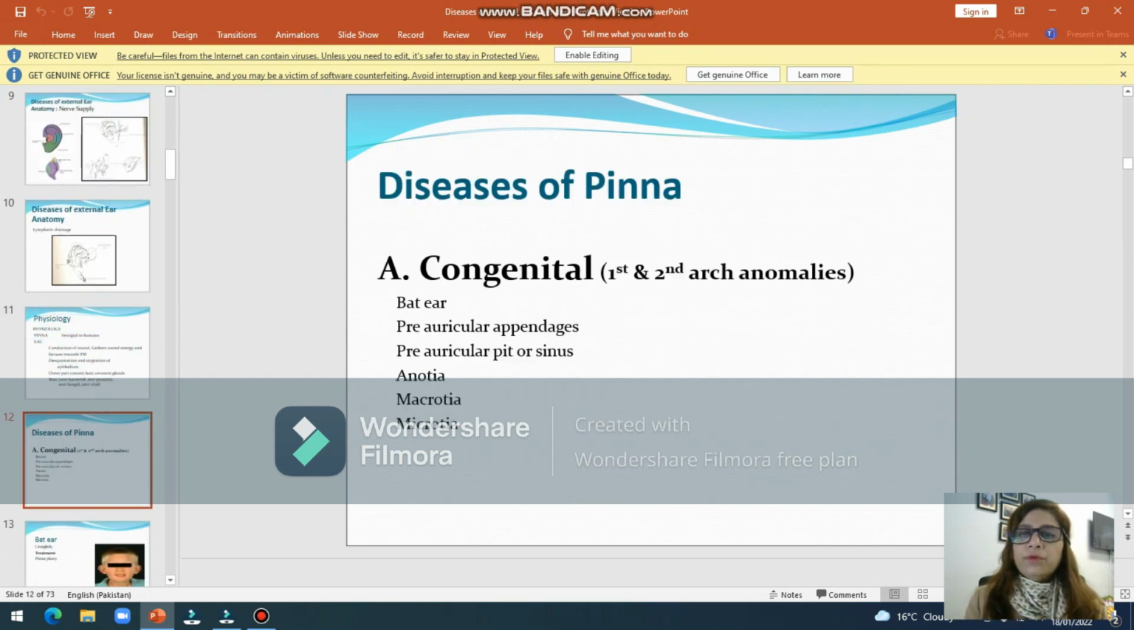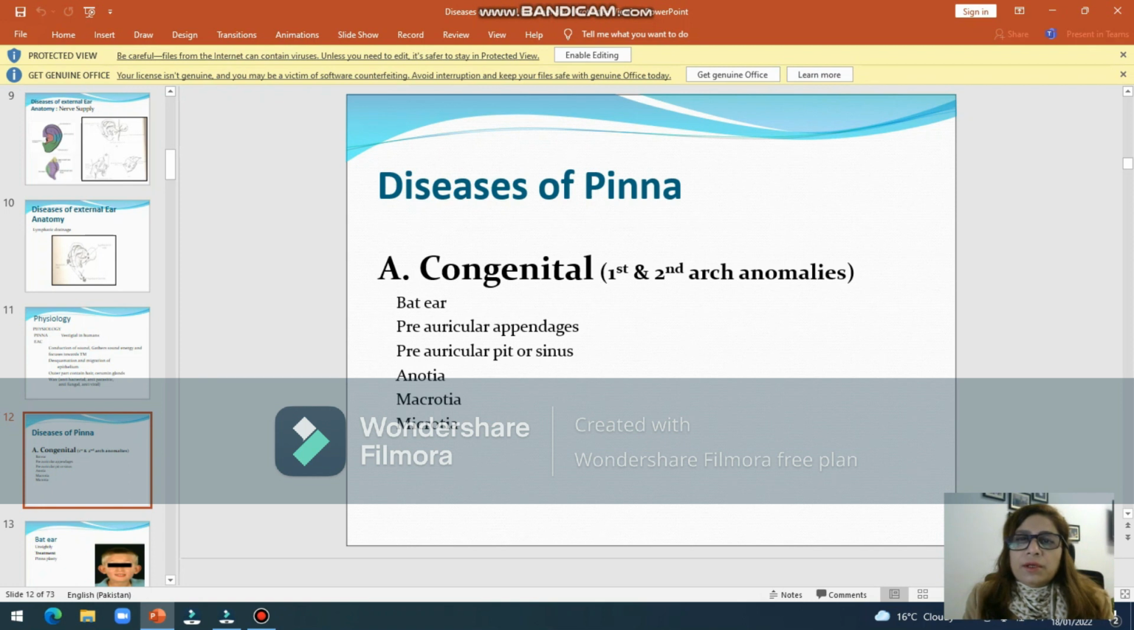Development of the pinna. The pinna and external auditory canal develop from the first and second branchial arches. The pinna develops from 6 tubercles around the first branchial cleft.